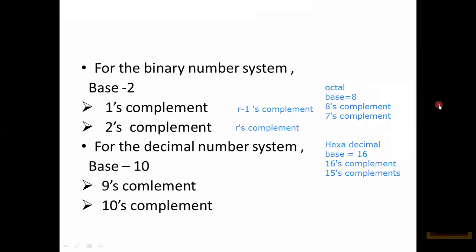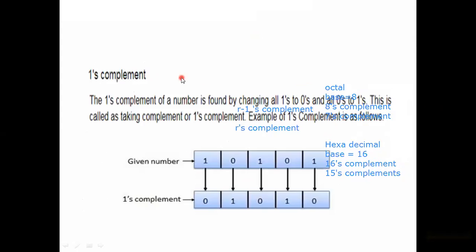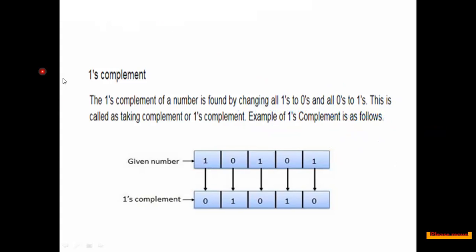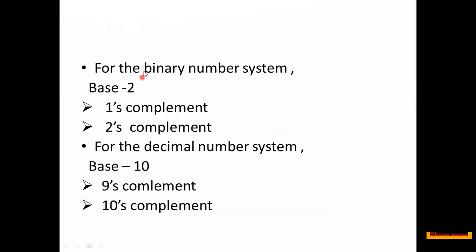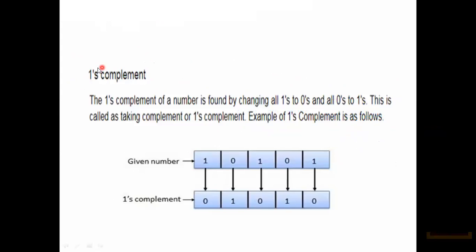Next, how to find the one's complement? If you listen to this class, this is very easy to understand. One's complement is for the binary number system. For the binary number system, we take one's complement and two's complement. In the binary number system, what numbers are considered? Only ones and zeros. So, one's complement.